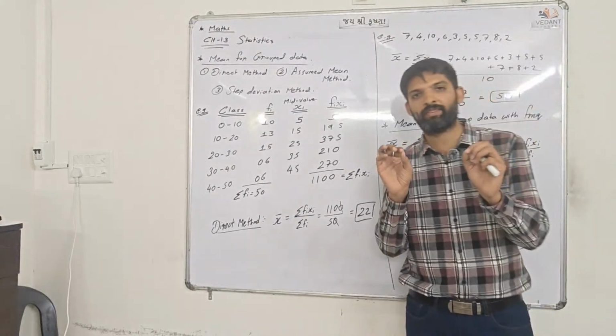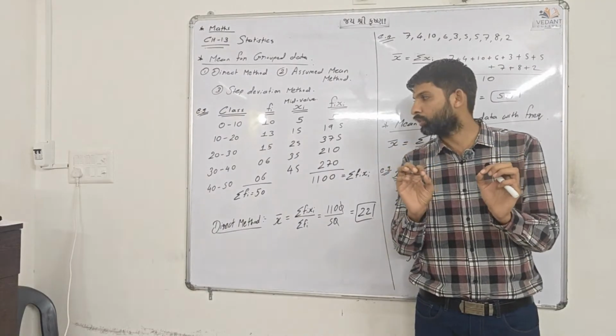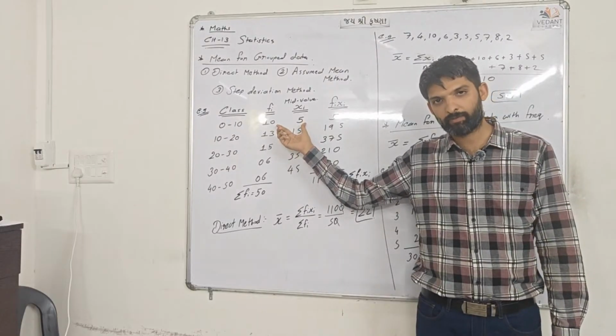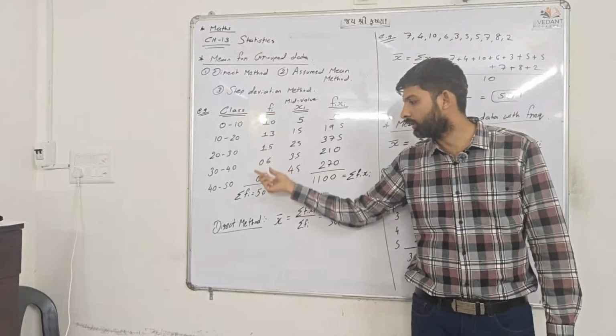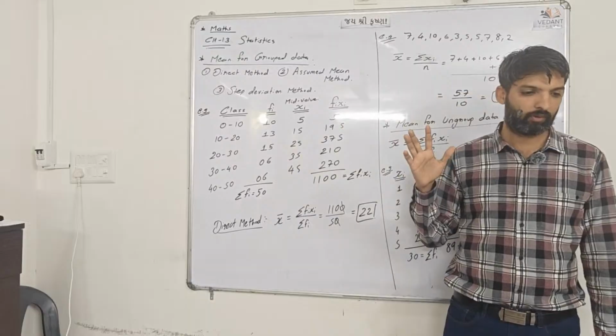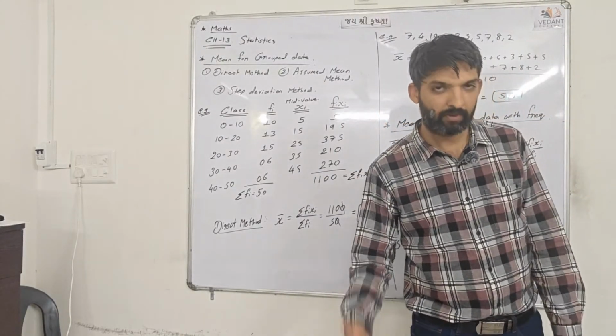Okay, the first method is clear, everyone. That is direct method. How do you have to solve it? You have to find the xi first, the mid value, then multiply fi with xi, take the sum total of fi xi and the sum total of fi, and divide these two values. If it is clear, you can give a thumbs up.